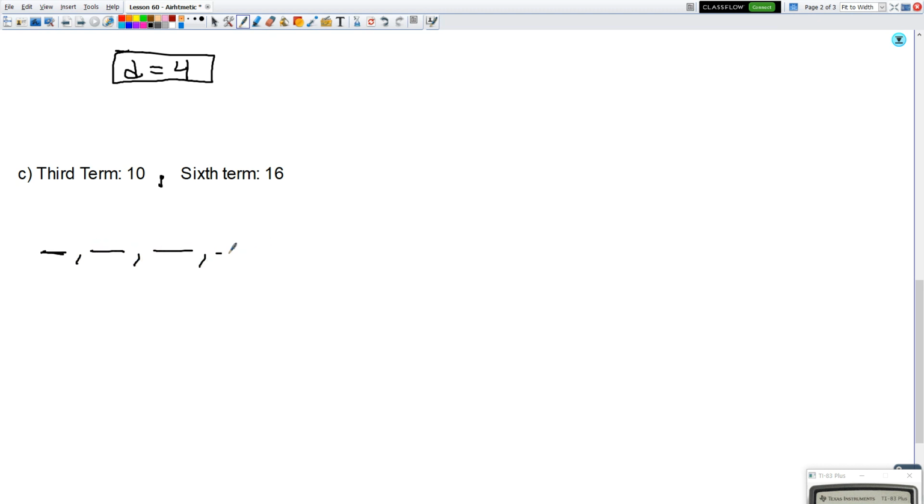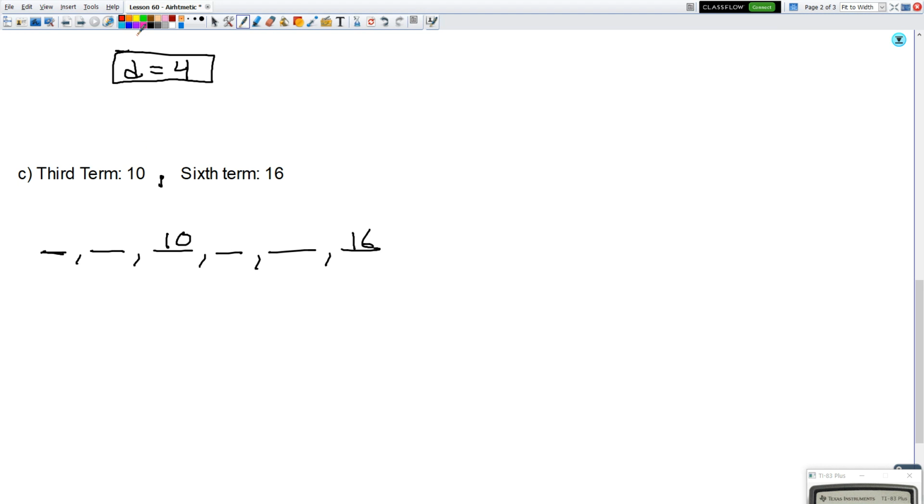So 1, 2, 3, 4, 5, 6, because we're going all the way to the sixth term. What do we know? We know that the third term is 10. And we also know that the sixth term is 16. Let's figure out how we can find the first term and the common difference.